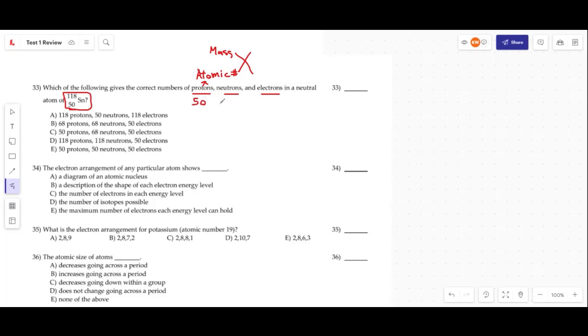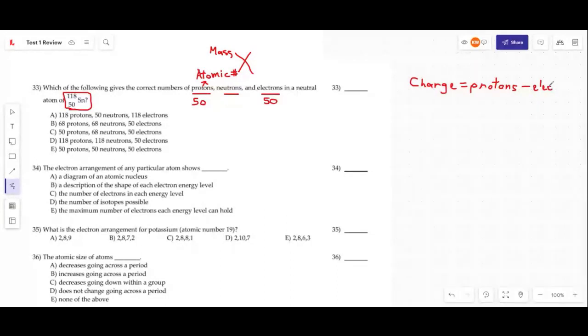Now, if it's a neutral atom, how many electrons is it going to have then? 50 as well. Exactly. So, 68 neutrons. Effectively, there are two quick, easy formulas I can show you here. The charge is equal to the protons minus the electrons. If it's neutral, the charge is 0, so the protons have to equal the electrons.